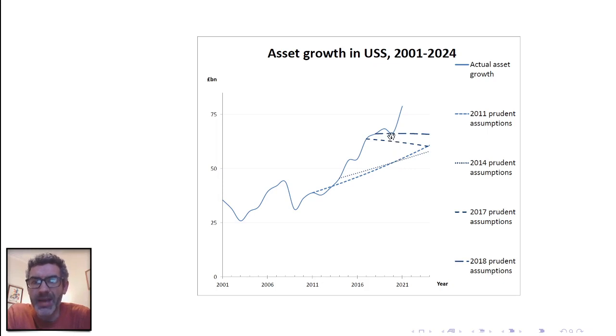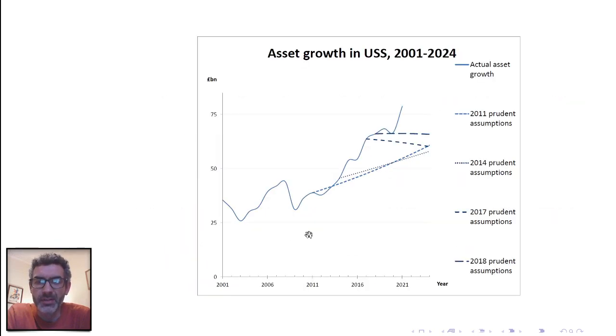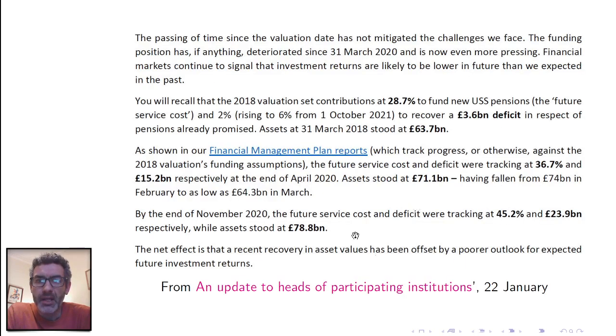So the bottom of this dip was March 2020, and this is the passage of time since the valuation date. Okay, that's the thing that Bill is saying is causing increased pressure since we've moved from the valuation date. He does go on to say that there has been growth in the assets to November, and in fact the figure that's on that graph is November 2020. By the end of November 2020, the future service costs and deficit were up significantly. So look at this deficit, 23.9 billion from a 3.6 billion one in 2018 is what he's saying. And here's the asset value that corresponds to this point on the graph. Okay, so the net effect, says Bill, is that a recent recovery in asset values has been offset by a poorer outlook for expected future investment returns.